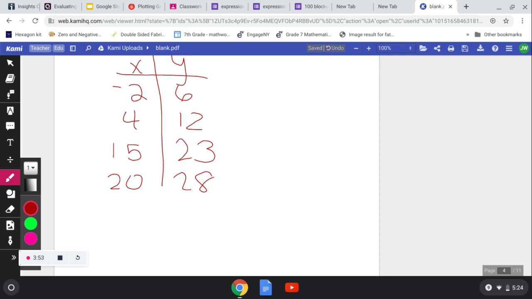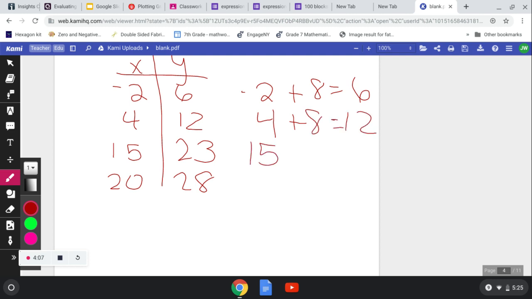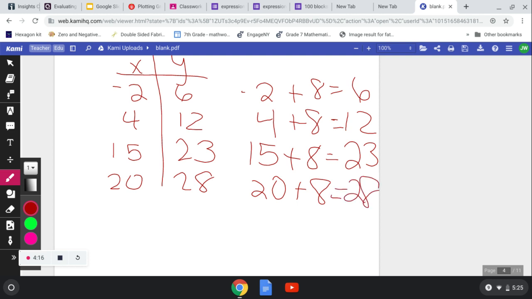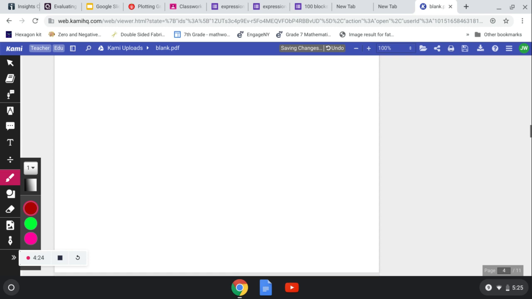All right, so let's look. -2 plus what would give me 6? That means I'm going to have to add 8. So 4 plus 8 is 12. That works. 15 plus 8 is 23. That works. And 20 plus 8 is 28. So that works. So my equation here would be x plus 8 equals y. Okay, let's look at another one.